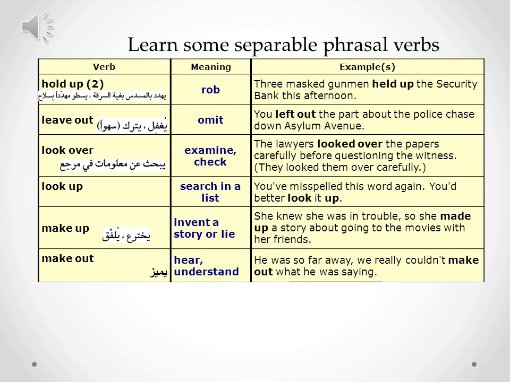Make up means to invent a story or to lie. Example: she knew she was in trouble, so she made up a story about going to the movies with her friends. And the last phrasal verb in this slide is make out, which means to hear, to understand. Example: he was so far away we really couldn't make out what he was saying. We couldn't understand what he was saying.